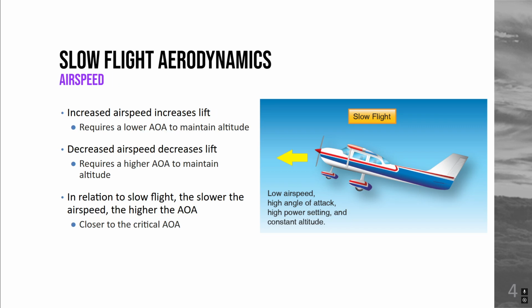So, airspeed. Increased airspeed means an increase in lift. So, if I increase my airspeed, I'm increasing my lift and I can lower my angle of attack to maintain my altitude. If I decrease my airspeed, then I need to increase my angle of attack by applying back pressure on the yoke to raise my angle of attack in order to maintain altitude. So in relation to slow flight, the slower the airspeed we go, the higher the angle of attack we're flying.